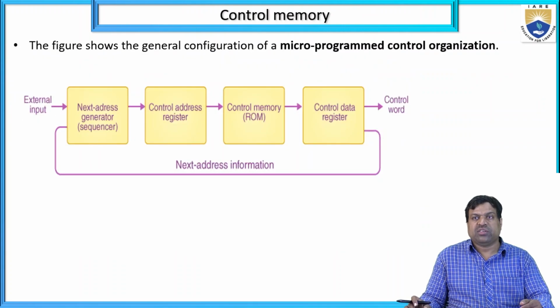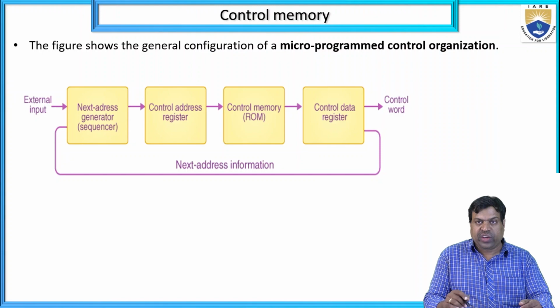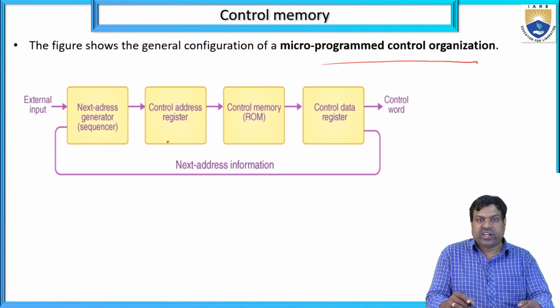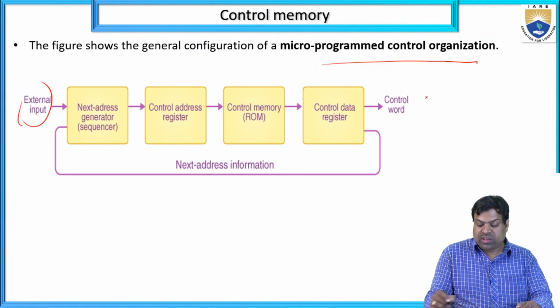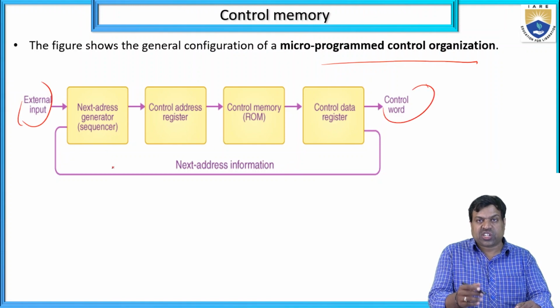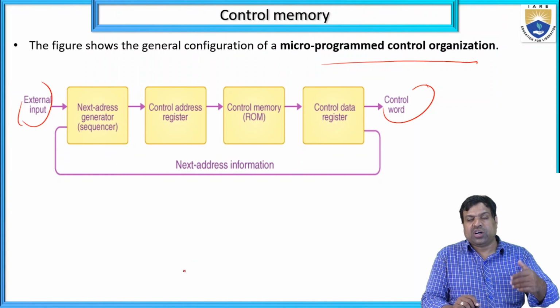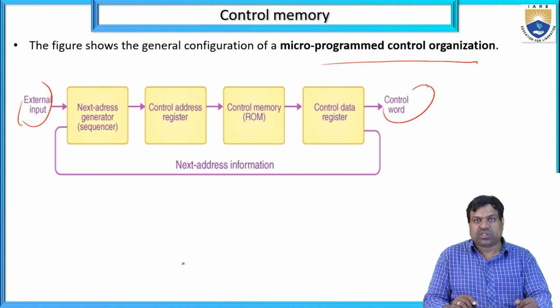This is another block diagram and another way of organizing the control unit. It is the microprogrammed control organization, with an external input control word. External means another device is connected to this one. So the external input is connected to the first block. What is the first block? The next address generator, that is the sequencer. After that is the control address register. Another one is the control memory or ROM. Then the control data register, which holds the next address information.